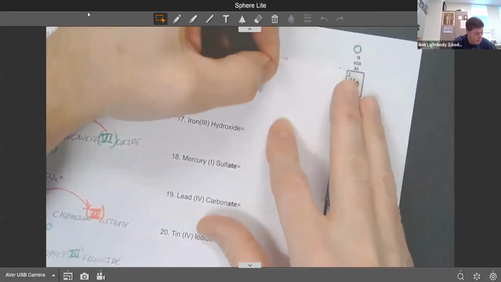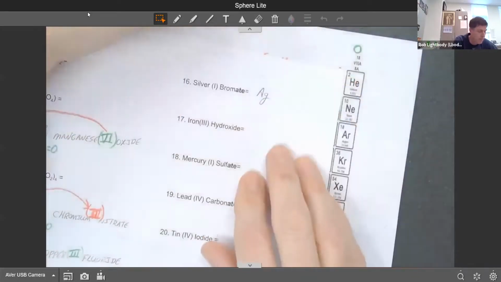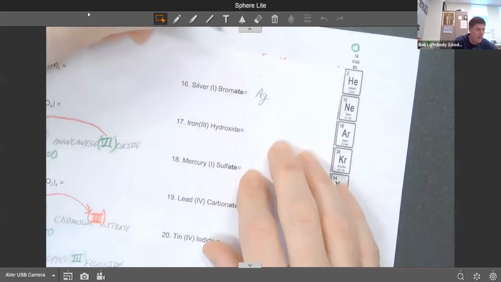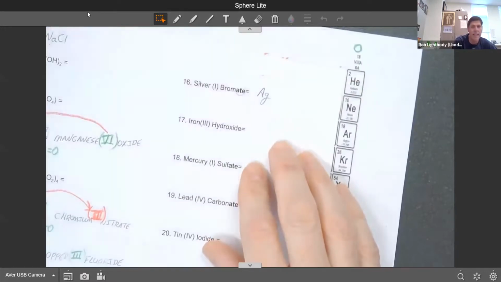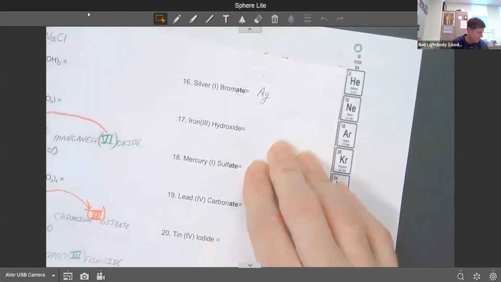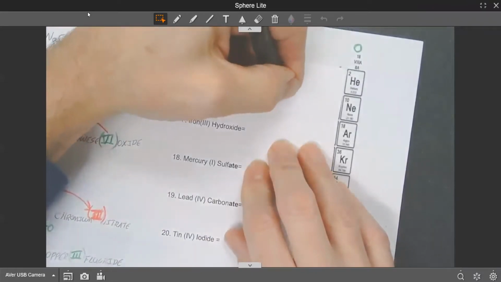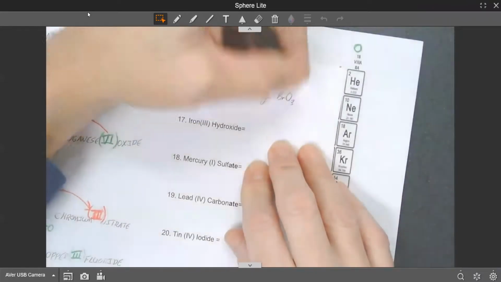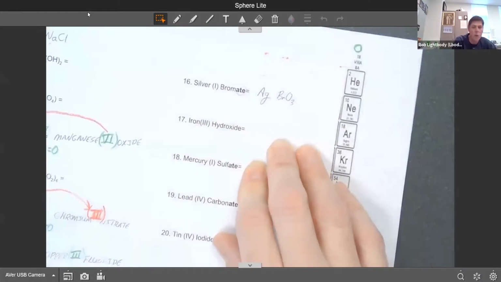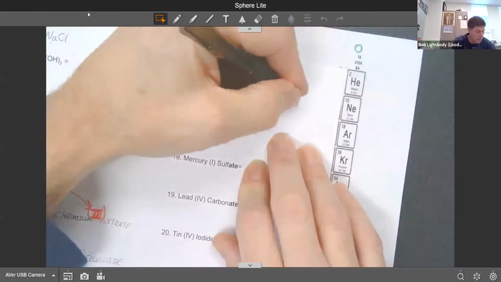Silver is Ag. Bromate, I highlighted the 8 or made it bold just so it stands out more. You won't see that normally. I do that to kind of train you guys into that. What's the formula for bromate? BrO3. There we go. Now what's the charge of bromate? -1.